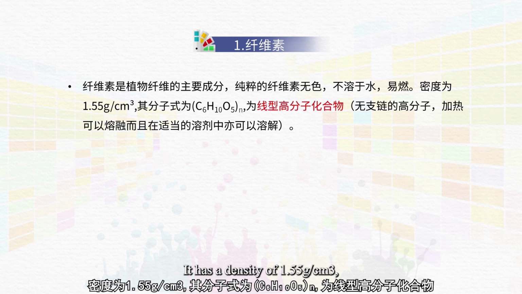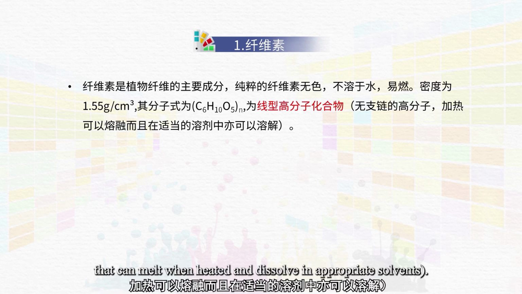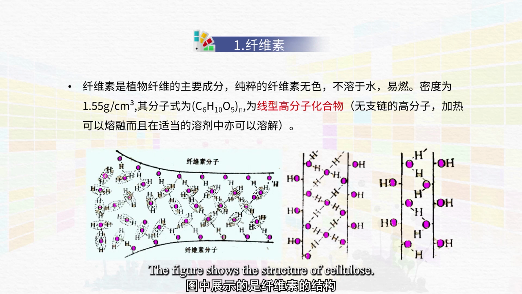It has a density of 1.55 grams per cubic centimeter, and its molecular formula is (C6H10O5)n. It is a linear polymer compound, a polymer without side chains, that can melt when heated and dissolve in appropriate solvents. The figure shows the structure of cellulose.